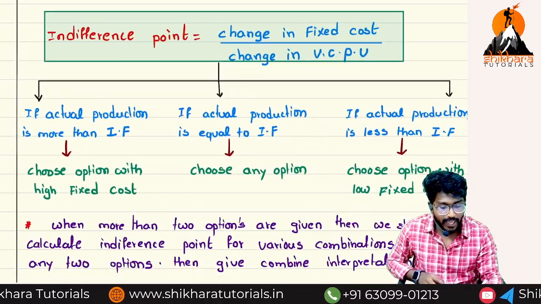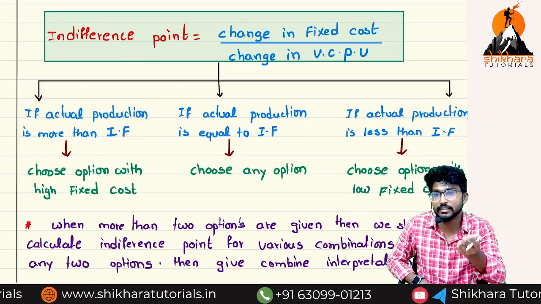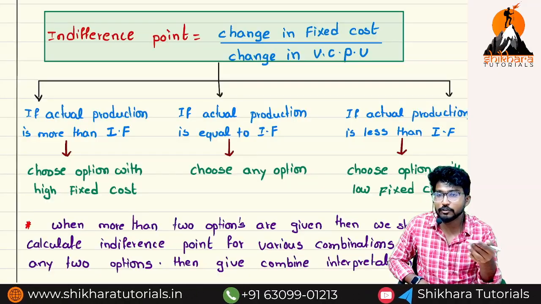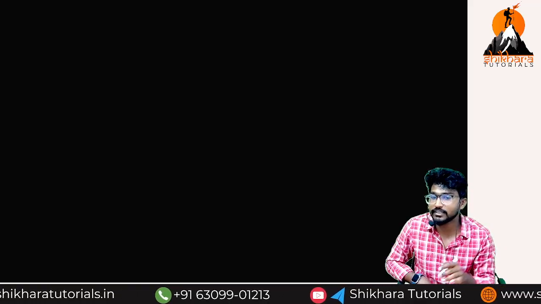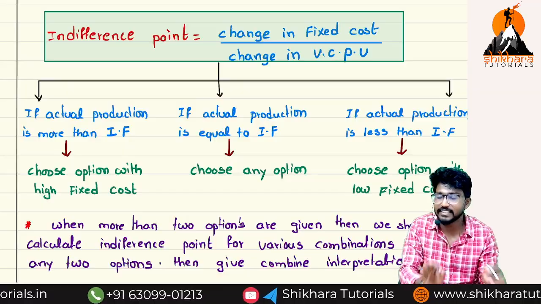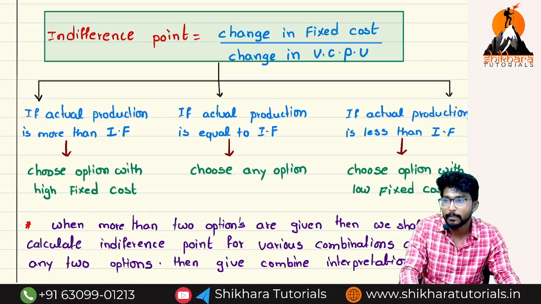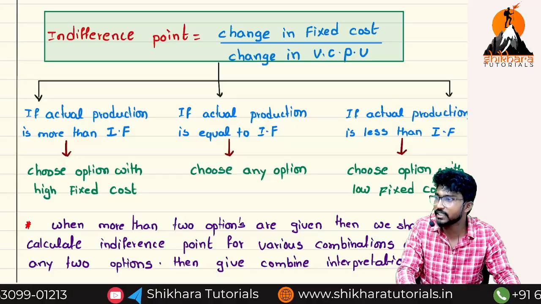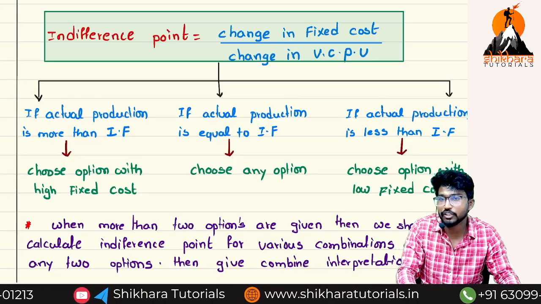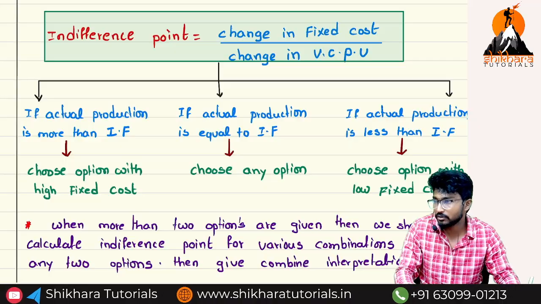Now, if actual production is more than the indifference point, that is 10,000 is our indifference point and 12,000 is our actual production, then which option will you choose? Option with high fixed cost, the diesel car. If actual production is exactly equal to the indifference point, then choose any option, as both give the same benefit. If actual production is less than the indifference point, that is 9,000 kilometers, which option will you choose? Option with low fixed cost, the petrol car.